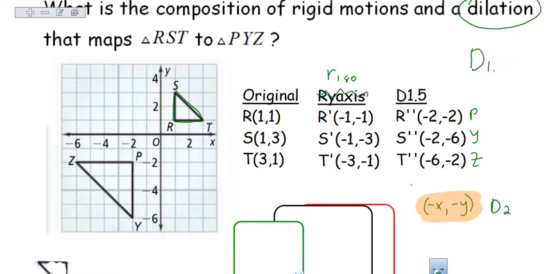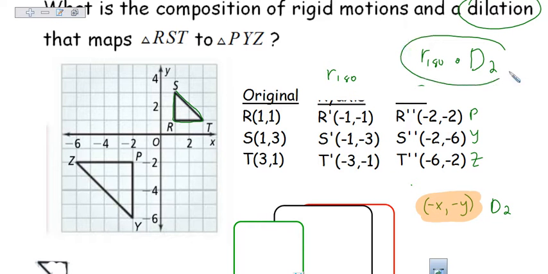Of 2. We're going to dilate by 2. We're going to double, so that should be a 2 here. And then, after that, we do a rotation of 180 degrees. So this would be our answer: a rotation of 180 degrees following a dilation of 2.